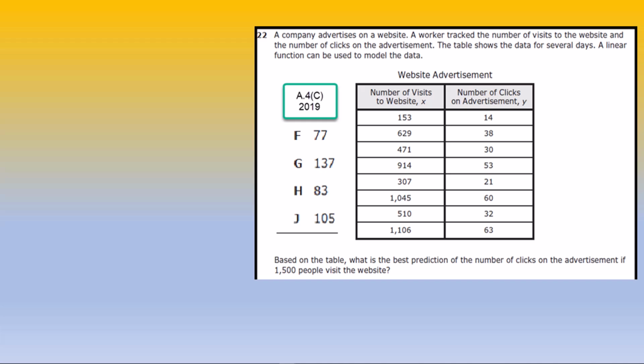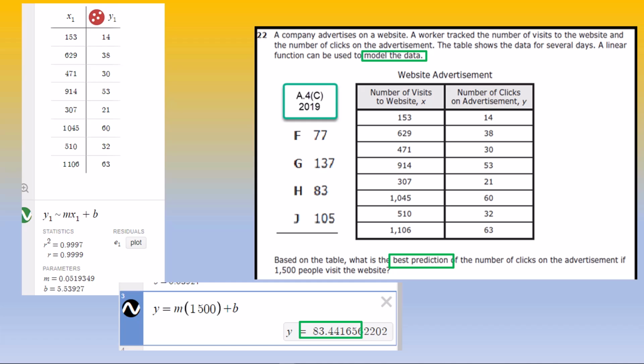Here is another question. Read through the problem statement and find the words or phrases that indicate regression should be used. You should see the phrases model the data and best prediction, which indicates you should use regression to solve this problem. Pause the video and use the Desmos process. Enter the data, then the formula, and then use the slope-intercept form with 1500 as the x value to find the prediction. Here is what the results should show, which, as you can see, best matches choice H.